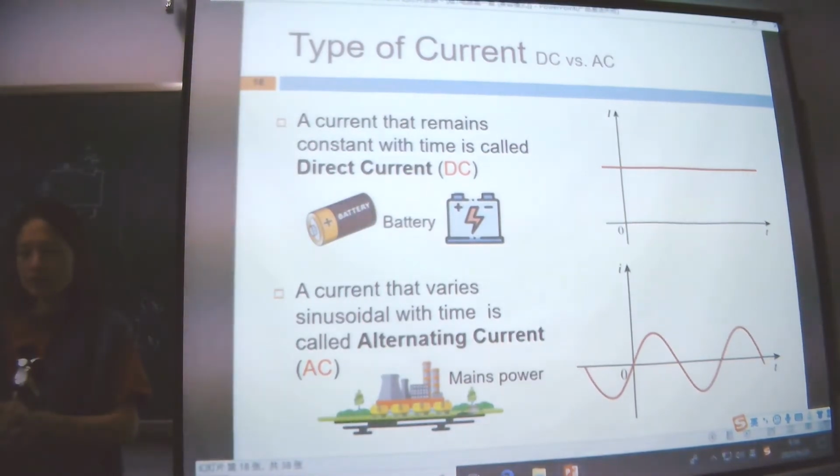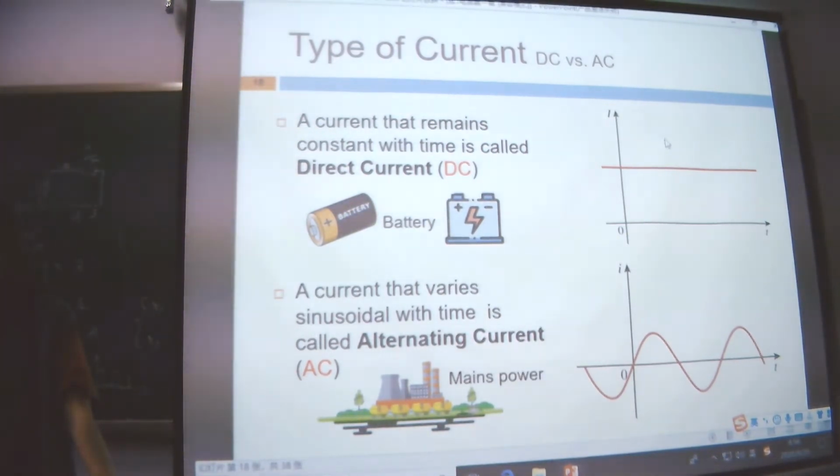Okay, there are two types of current in our general cases, DC and AC. What does that mean? Except those two cases, we have some other types of sources. Have you ever seen some wave like this? But it's not the common case we see in our life, right? The most common cases in our circuit analysis or in our life are DC and AC.